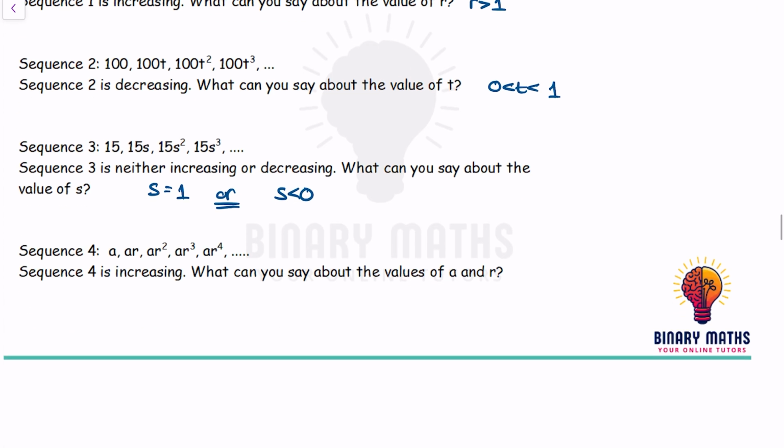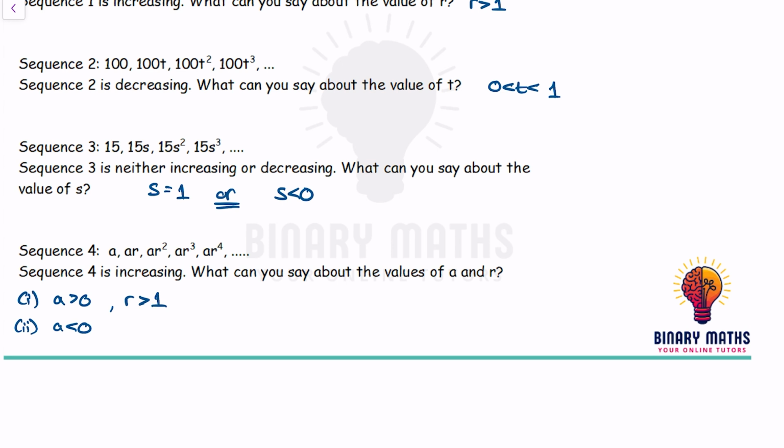The last sequence: a, a times r, a times r squared, a times r cubed, a times r to the power 4. Sequence 4 is increasing. What can you say about the value of a and r? Okay, you have two cases. First case is when a is greater than 0, and second case is when a is less than 0. Now, if a is greater than 0, we also need r to be positive, but also increasing. So that means r must be greater than 1.